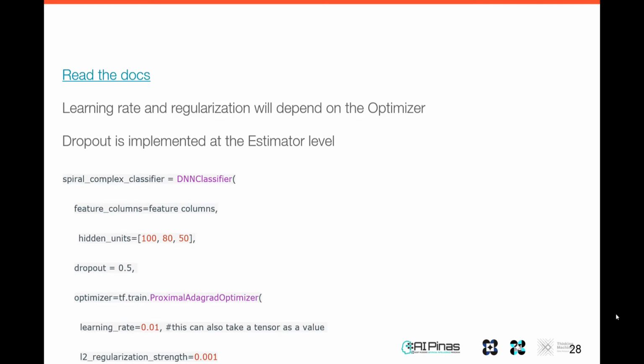So let's look at our spiral complex classifier. The way to add dropout is pretty straightforward. You just add the parameter called dropout equals whatever value you choose, like 0.5. And instead of just using the default optimizer, you have to specify which optimizer you're using. So we're picking the Adagrad optimizer from the TF train library, setting a learning rate. This can also take a tensor as a value, which we're going to talk about when we discuss learning rate decay, where you might want a learning rate value that changes over time. And you can choose your regularization type. Here I've chosen L2 regularization strength at 0.001. That tends to be a pretty decent starting point for regularization.